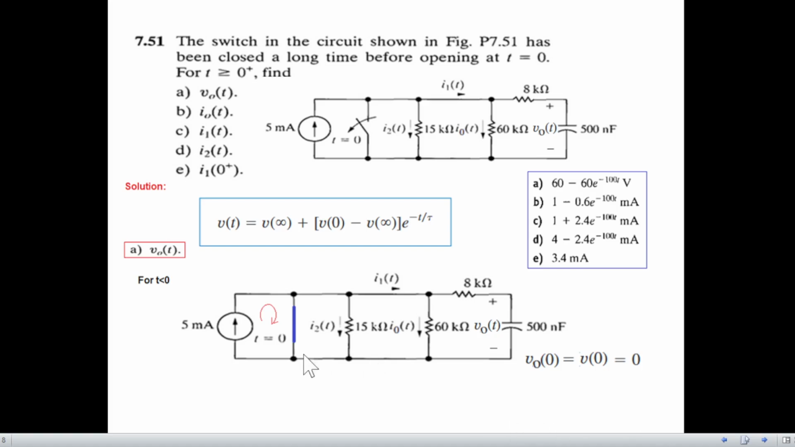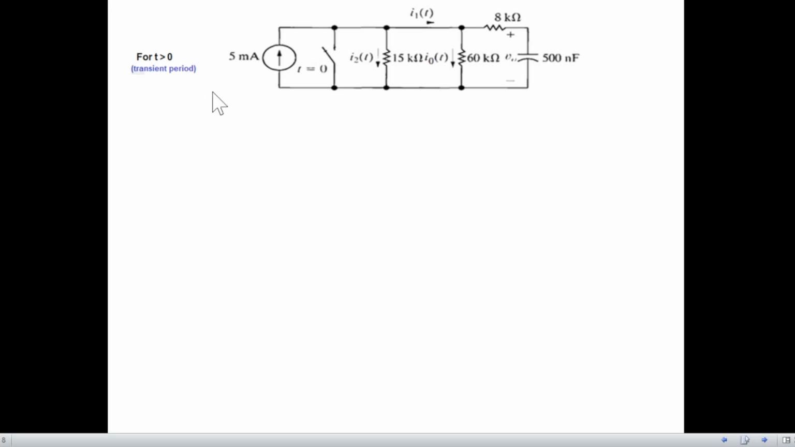So we were here: since no current is flowing through this portion, the capacitor will not charge, and therefore the voltage drop across the capacitor will be zero. So we'll write V0(0), or we can just say that V0 is equal to 0 volts. So this term we have found. Now we need to find tau, and then we need to find V infinity. So for tau, we go to t greater than 0. At t greater than 0, the switch is now open.